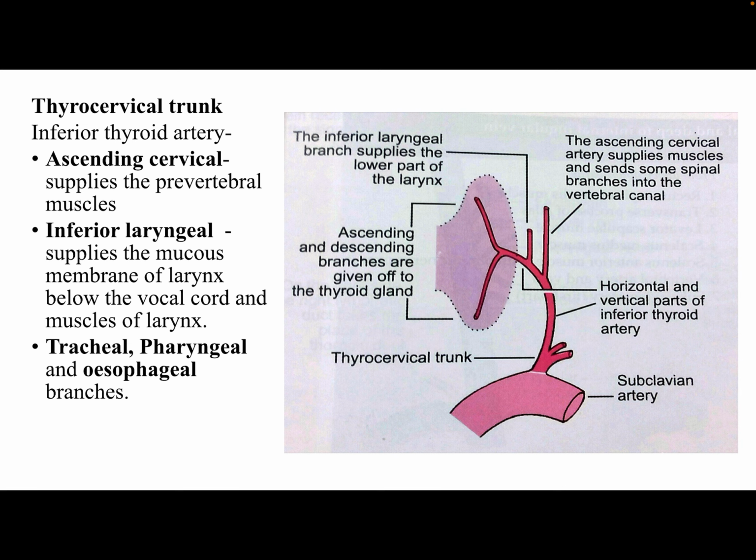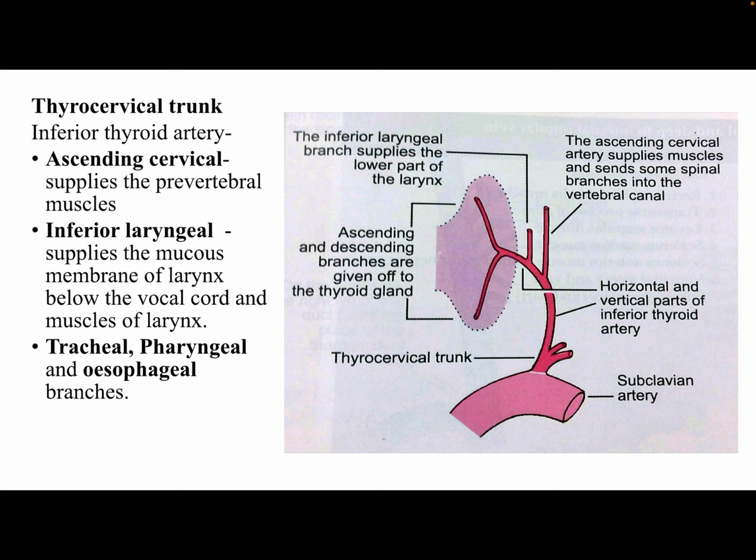The other branches of the inferior thyroid artery are the ascending cervical, inferior laryngeal, pharyngeal, tracheal, and the esophageal. At the lower pole of the thyroid gland, the artery is closely related to the recurrent laryngeal nerve, which may be injured during surgery on the thyroid gland while tying the inferior thyroid artery.